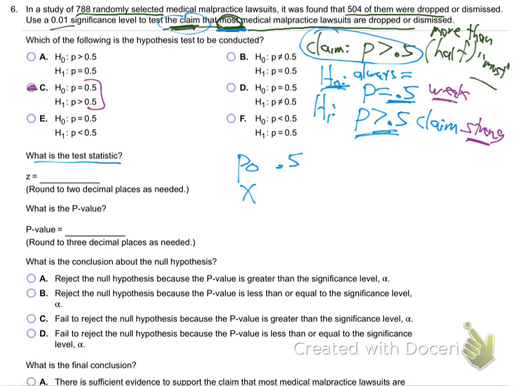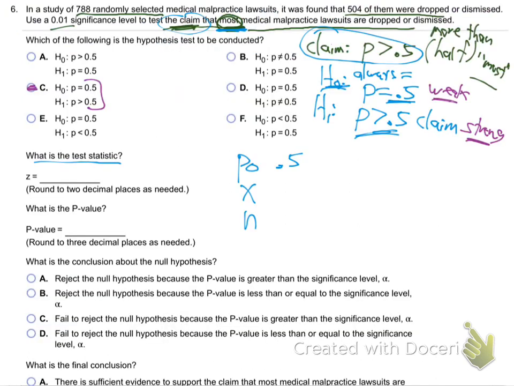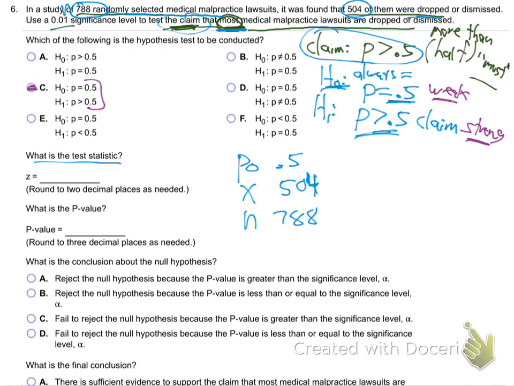What number is being asked for? Well, let me go down to n. n is the total number. So 788, that's your n. That's the total number of randomly selected malpractice suits. 504 of them were dropped. That's your x, the number dropped. 504 were dropped out of 788. That's the number being asked for, how many dropped, what percentage. We're trying to figure out what percentage were dropped, right? That most were dropped or dismissed.